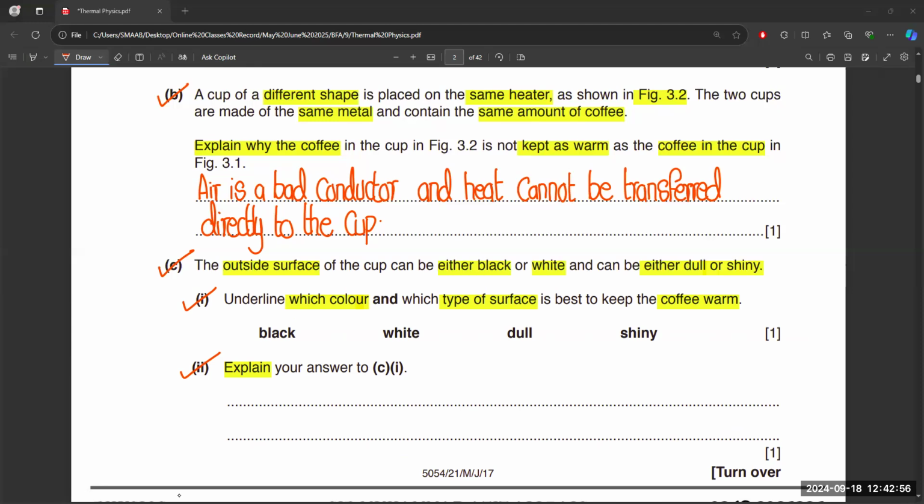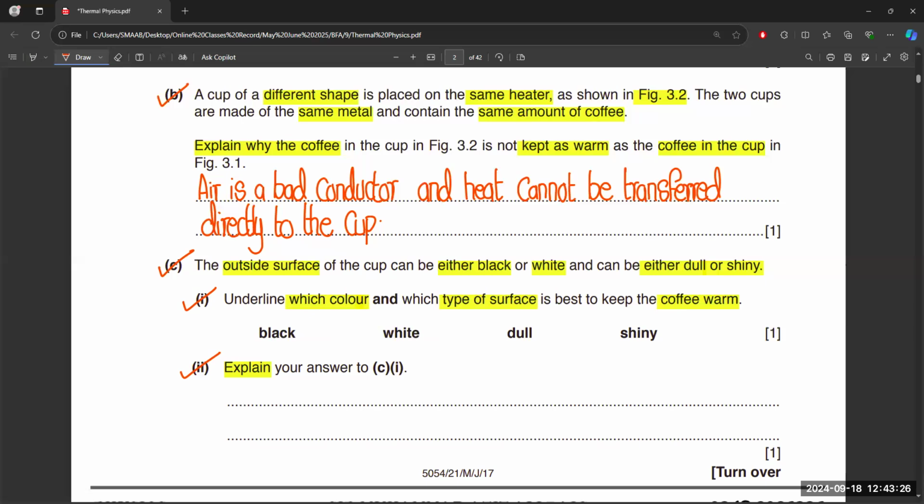Any other student that wants to answer? Mostly you are going with black and dull, right? No, sir, shiny. Okay, shiny. Black and dull. So mostly are black and dull. Okay, so mostly like 90% are with black and dull and a few of you are with shiny.